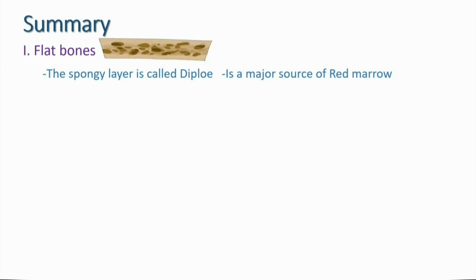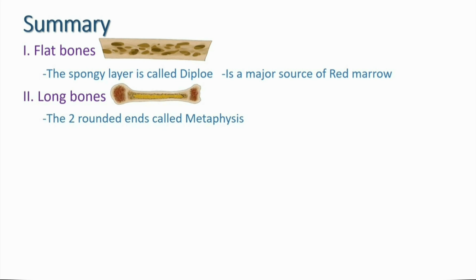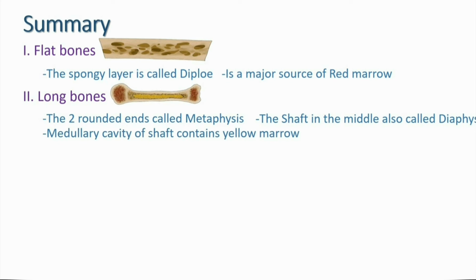The next bone type we talked about is long bones, which looks like this. The two rounded ends are each called a metaphysis, and there's a shaft in the middle, which is also called diaphysis. Inside the shaft, there is an empty space which is called medullary cavity and has yellow marrow inside. Also, there's some red marrow inside metaphysis.